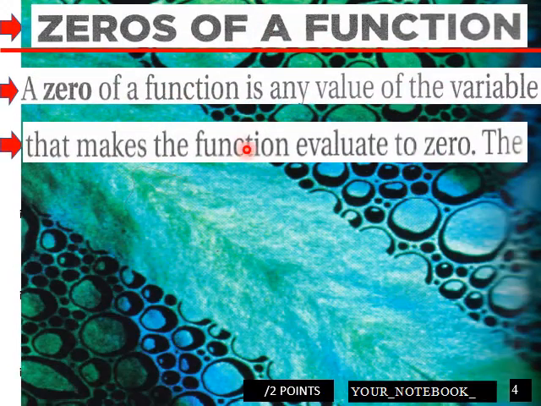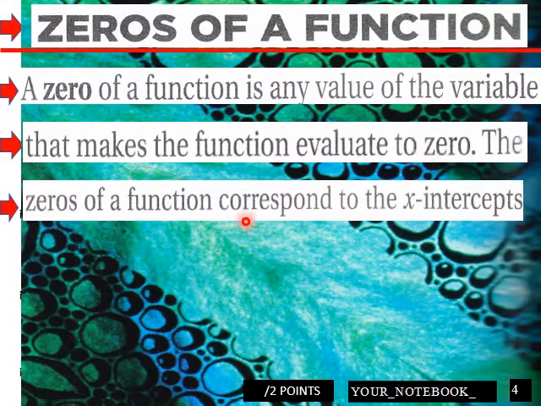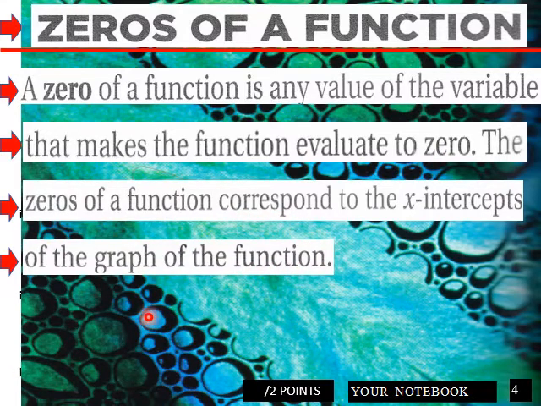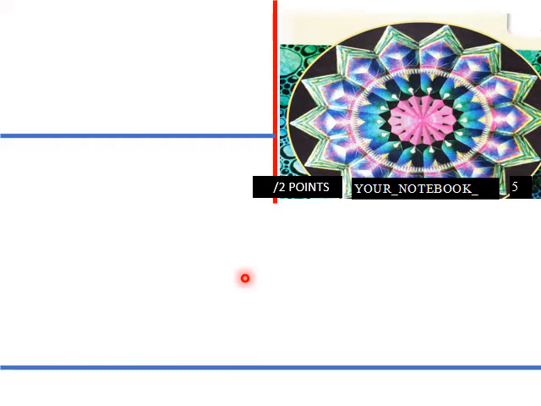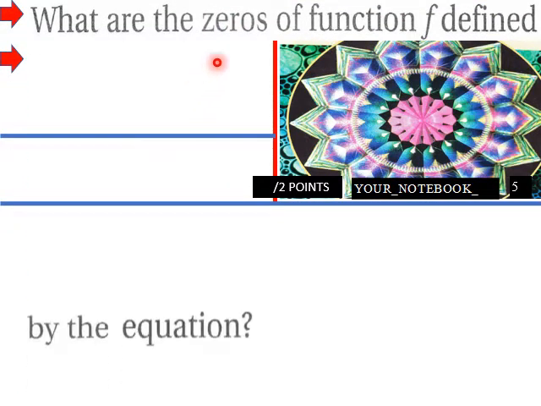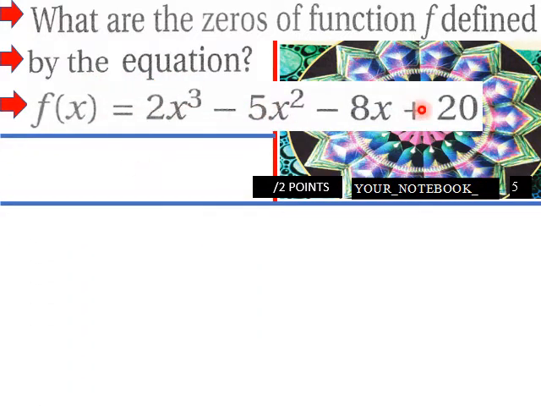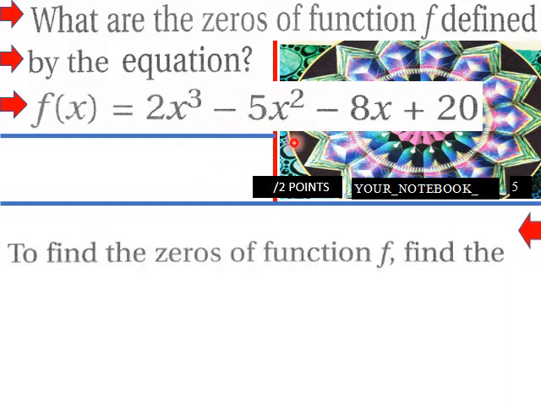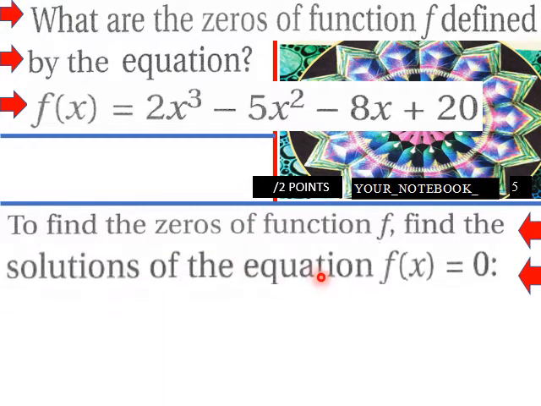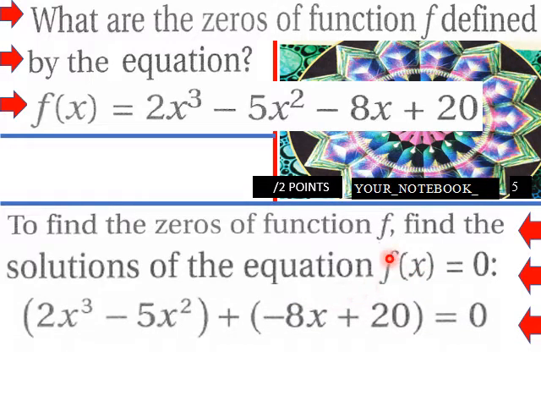Zeros of a function. A zero of a function is any value of the variable that makes the function evaluate to 0. The zeros of a function correspond to the x-intercepts of the graph of the function. So, like in this example, what are the zeros of function f defined by the equation f of x equals 2x cubed minus 5x squared minus 8x plus 20? Find the solutions of the equation where f of x equals 0, meaning when x equals a certain quantity, y would equal 0 on your graph.